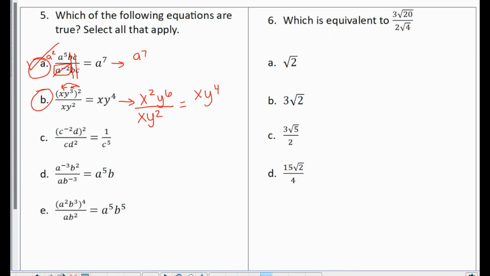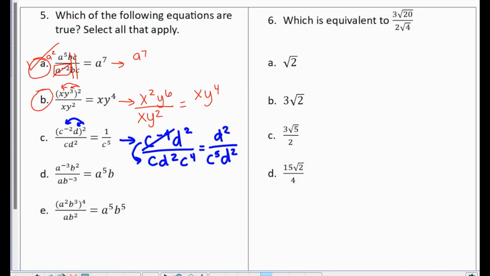Let's try C. For C, we have to start by distributing as well. So we've got c to the negative 4th, d to the 2nd, over c d squared. Well, I know I can't have a negative, so this is going down to the bottom. So we've got c to the 4th, this is gone. I'm left with d to the 2nd. I've got 5 c's, and 2 d's on the bottom. The 2 d's cancel out. Can't have nothing on top, so I'm left with 1 over c to the 5th, which is also correct.